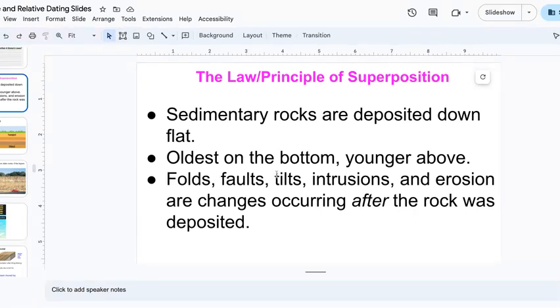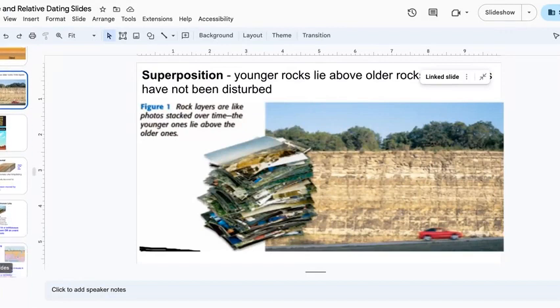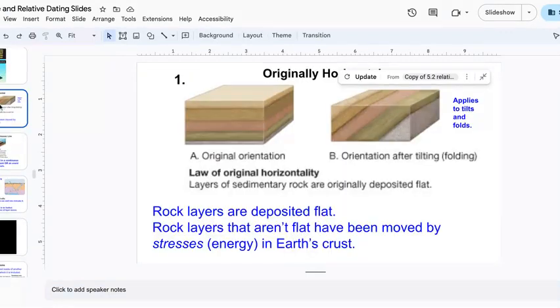Changes to those layers are faults, folds, tilts, etc., that we'll learn in the third section called disturbances. These are always after the rock layer has formed. So as we go forward, the four primary laws, the rules by which, if you are making rock layers, you've got to follow these rules. Number one, this is called Steno's laws, by the way.